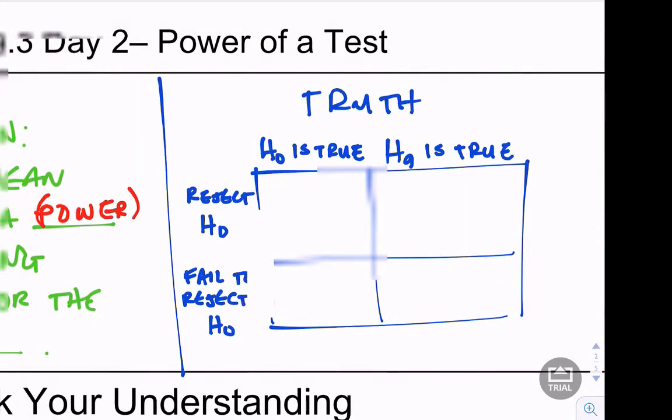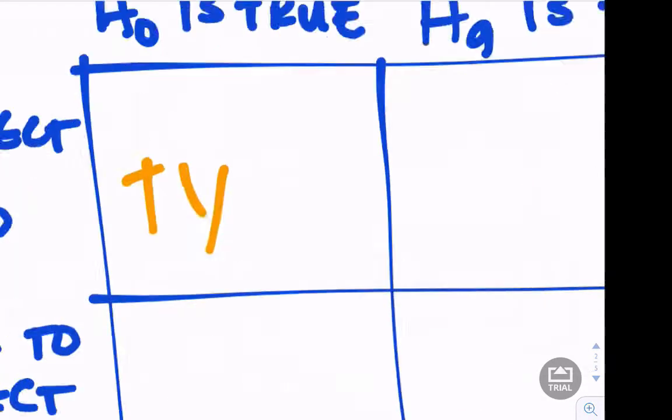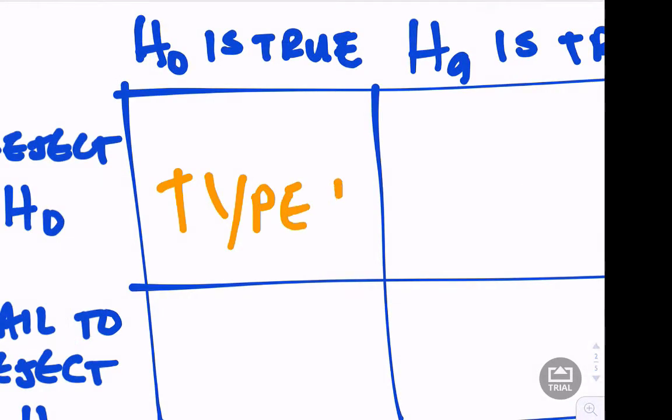So what goes in the four boxes? If the null is true and we reject it, that's actually an error. So that's a type 1 error. So this can kind of help, right? So a type 1 error would be if the null is actually true and we reject it. So let's say somebody says, oh, 50% of people do this. And you say, no, that's not true. But it actually is. That's a type 1 error.